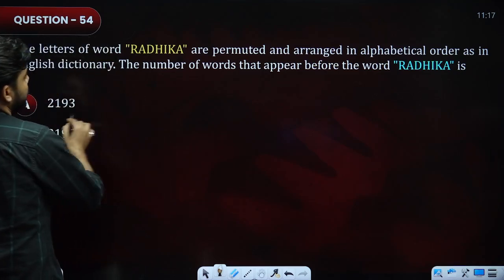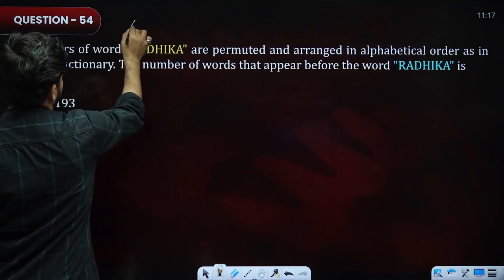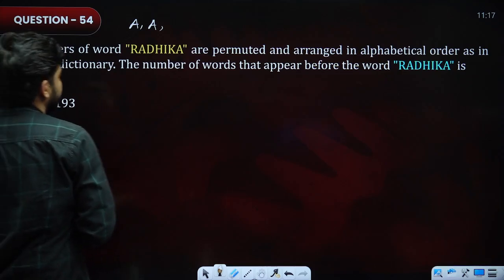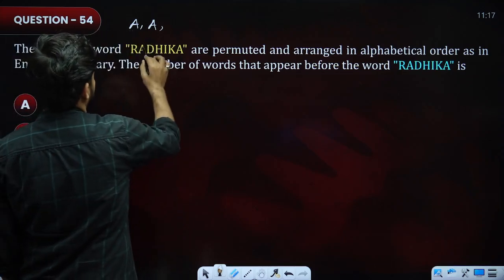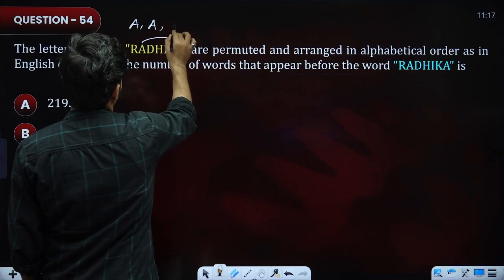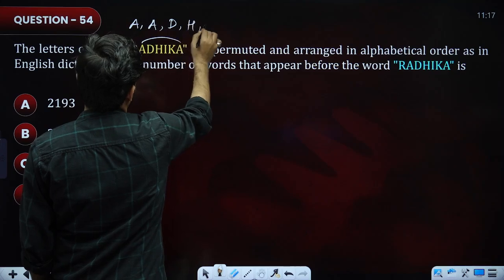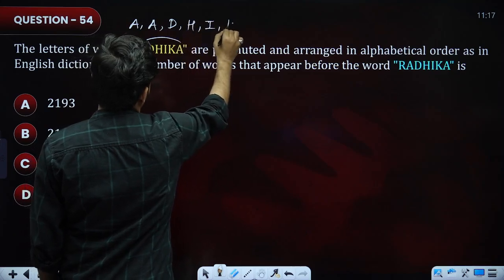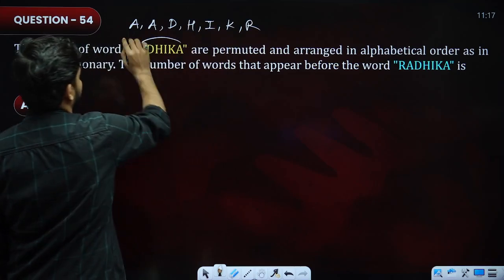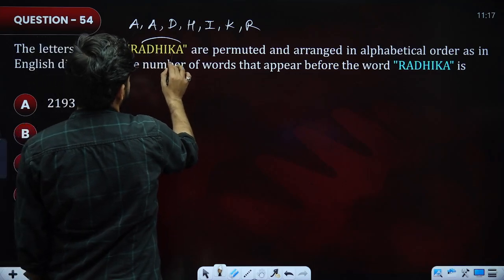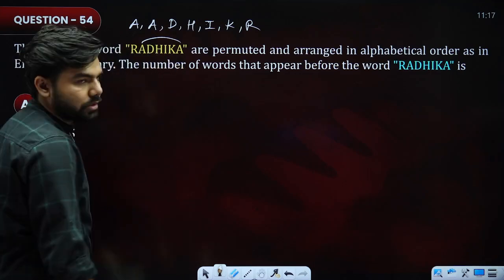We have letters over here. We have A 2 times, then we have D, and then R. 1, 2, 3, 4, 5, 6, 7. Okay, we have 7 letters.